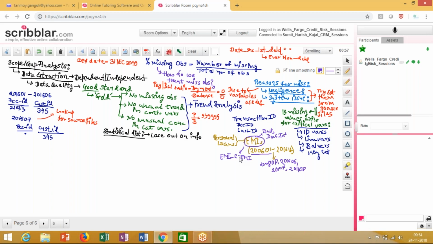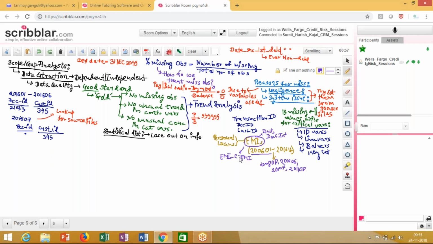So you are not doing any kind of statistical imputation, but what you are doing is taking the account level information, recreating a variable, and from there you are trying to perform an imputation exercise, right? So this is another way through which missing observations can be handled, right?